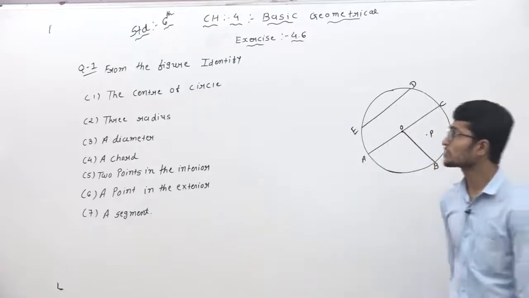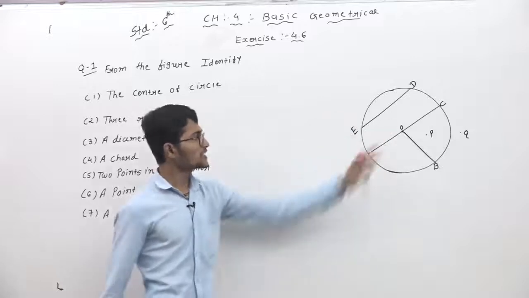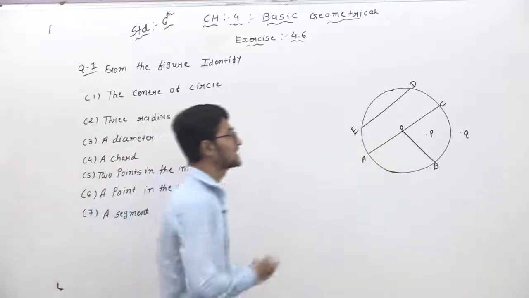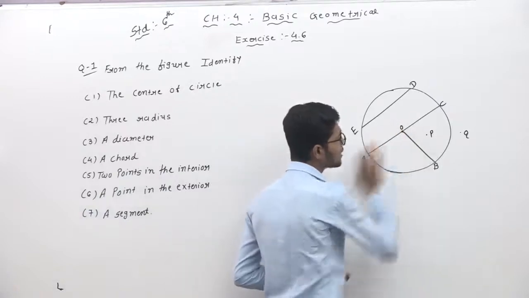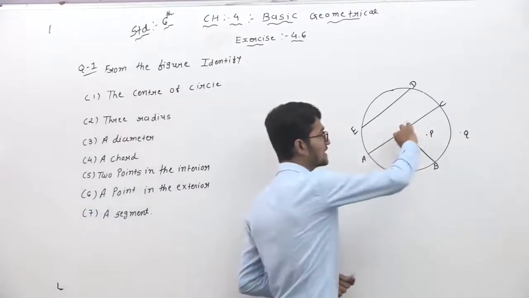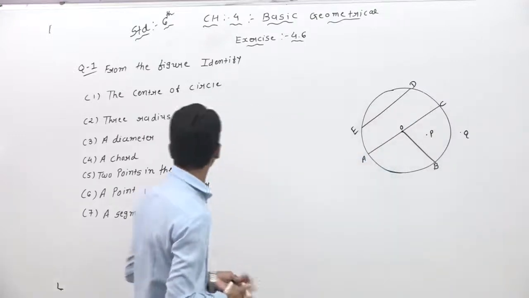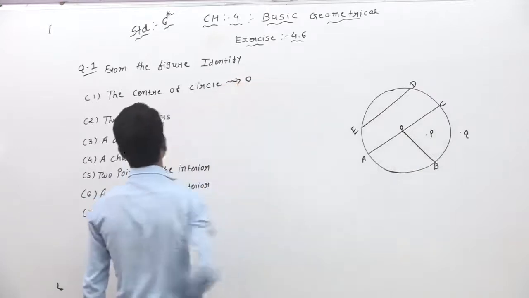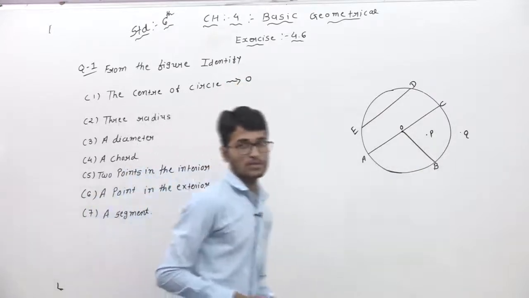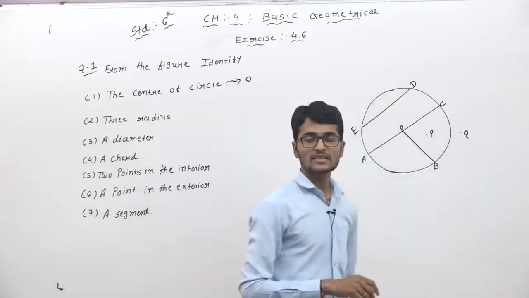So first of all, the first point, the center of the circle. Here, dear students, one circle is given. So what is the center of the circle? Here it is O. O is the center of the circle. Why? Because you take the center and then draw a circle. So our first answer is O.